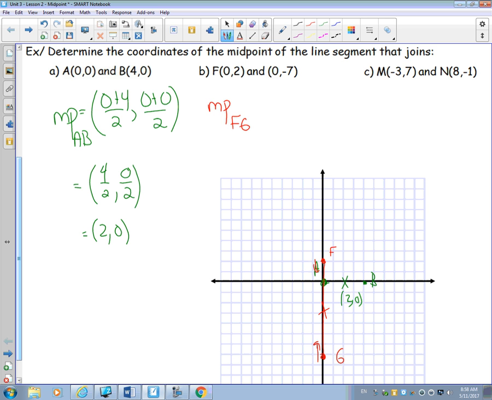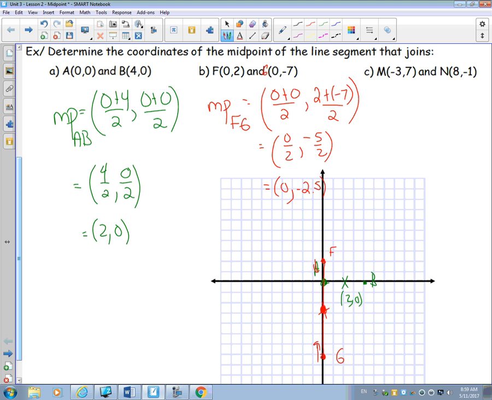So F and G, below G here, okay? 0 plus 0 over 2 and 2 plus negative 7 over 2. Notice I'm adding the negative. So I'll get 0 over 2 and 2 plus negative 7 is negative 5 over 2, which gives me 0 and negative 2.5. So the actual middle is, I was pretty close, right there. Again, that probably wouldn't be too hard to count because I'm on the axes.